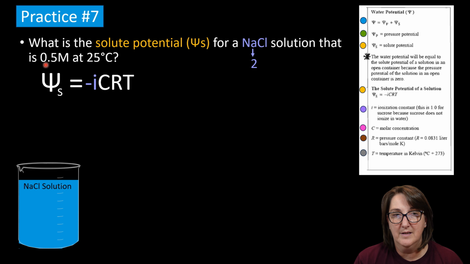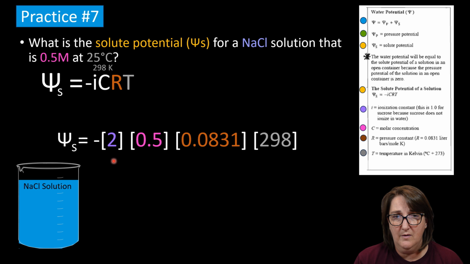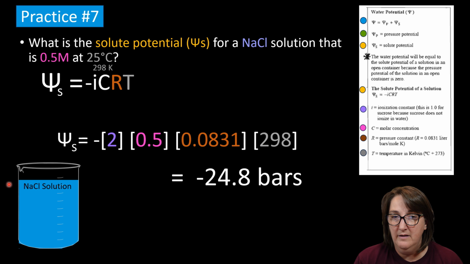Next, I have this. What is this? That is my C. So now I found my C. I have this, which is my temperature. I take that, add 273. I write that over here. My R is going to be right here. So now I have everything I need to solve. So I have 2, I have C, I have R, and I have T. So my answer is going to be negative 24.8 bars. And that will be my solute potential. Now, if it was in an open container and no pressure being added, this would also be my water potential.